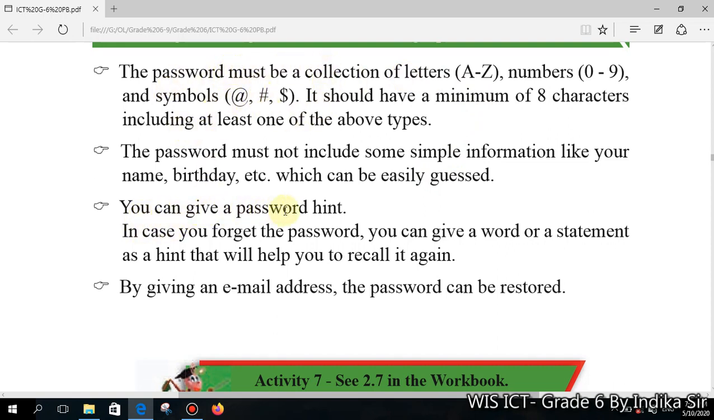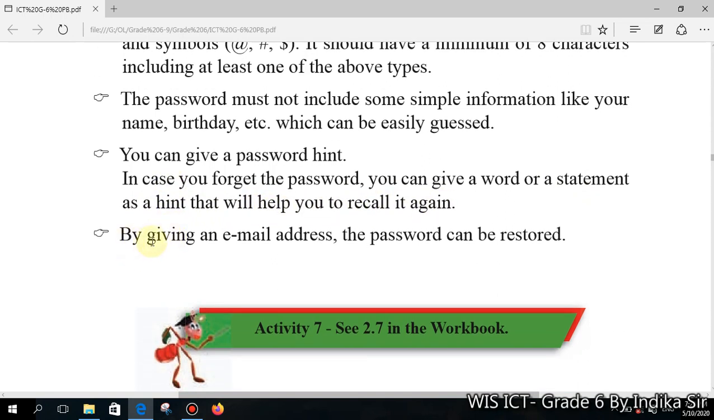You can give a password hint. If you think you might forget, some software allows you to type a password hint. With that hint you can guess it if you forgot. In case you forget the password, you can give a word or statement as a hint that will help you to recall. And the last point, by giving an email address, the password can be restored. Some software allows you to apply an email address, so using that email address you can recover your password if you forgot.